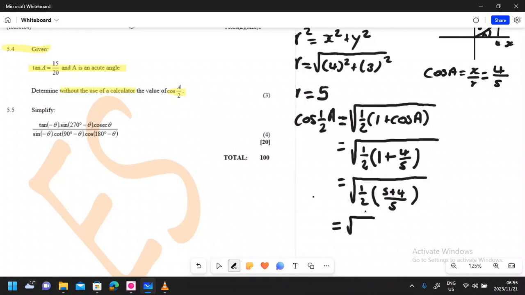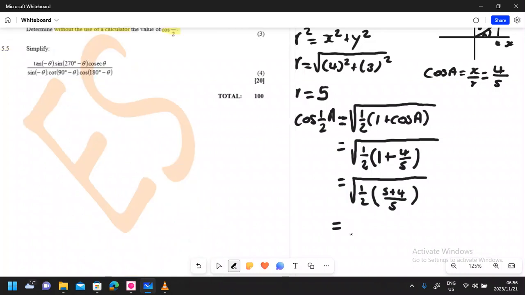All right, so we will be having half here, right? And then let's see what we have here. This is gonna be 9. 5 plus 4 is 9, divided by 5. So yeah, this space now is not enough.